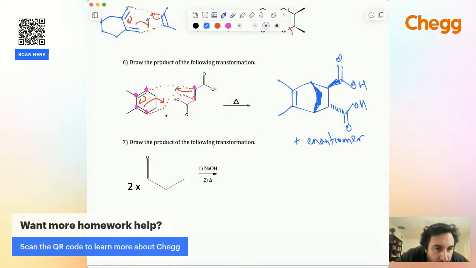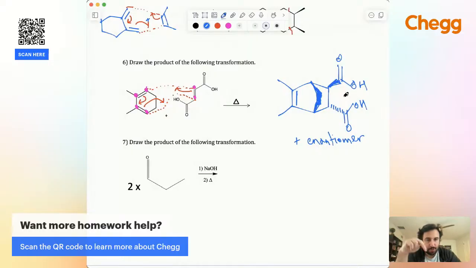Oh, is endo or exo favored for 6? So yeah, Jimmy asks. So in this case, there would be no difference, right? We're talking about a pair of enantiomers, and so there's no energetic difference there. What would be different is if they were both dash or both wedge.